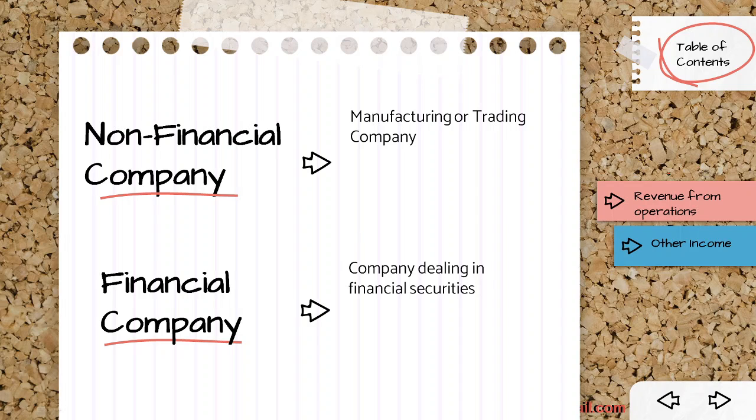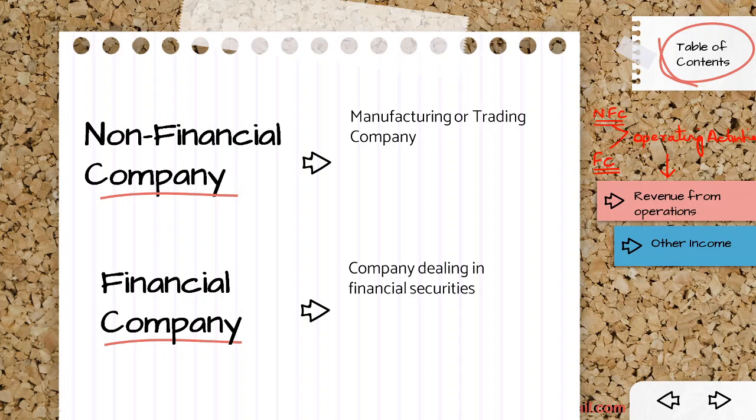Now we are talking about revenue from operations. Revenue from operations means the revenue which is earned by a company from its operating activities, as I just told you. Now the operating activity may be different for different types of companies. For a non-financial company, the operating activity would be different, and for a financial company, the operating activity would be different, because a non-financial company is dealing in goods and a financial company is dealing in securities. So the operating activities will be different.